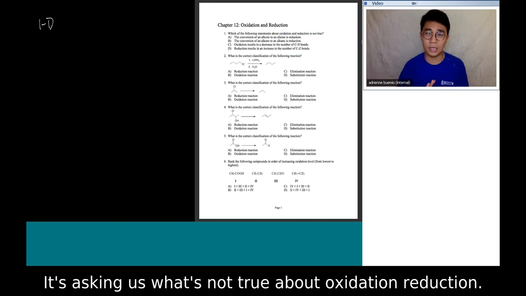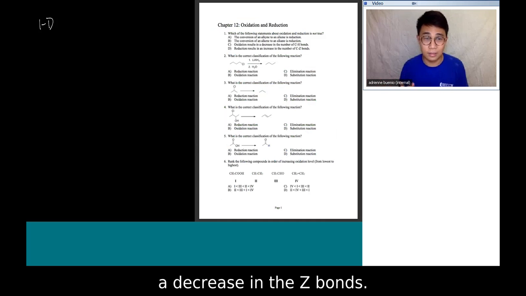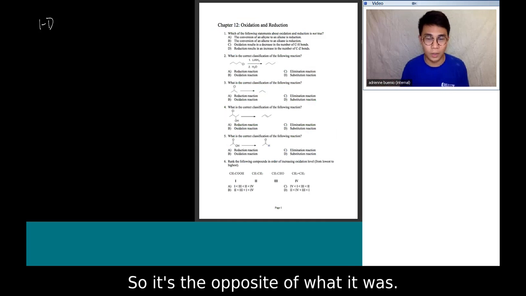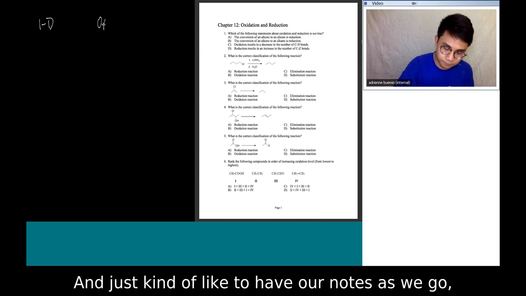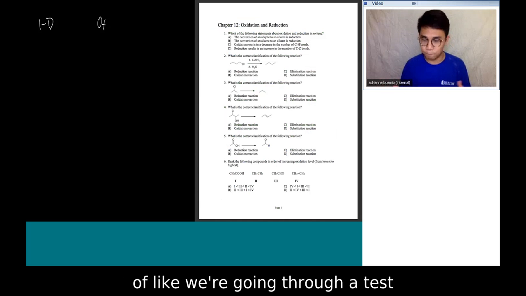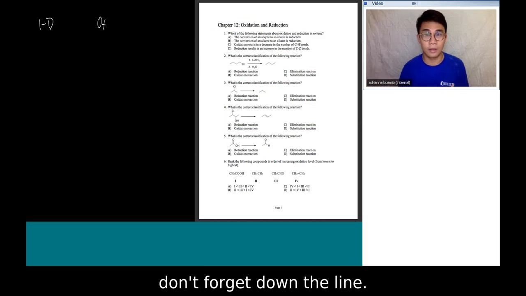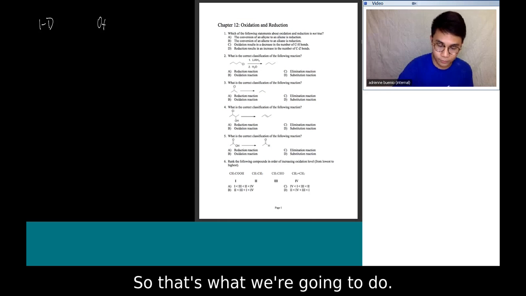It's asking us what's not true about oxidation reduction, and we know reduction is actually a decrease in the Z bonds, right? So it's the opposite of what it was, and just kind of like to have our notes as we go. As always, it's like we're going through a test and you make notes on the side as you go. So this is so we don't forget down the line, right? So that's what we're gonna do.